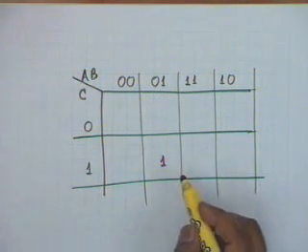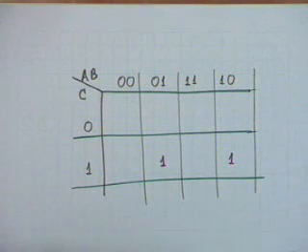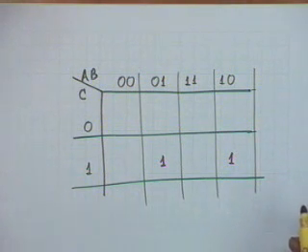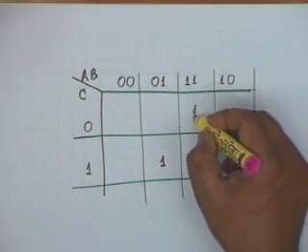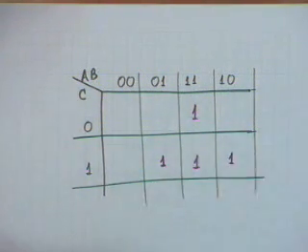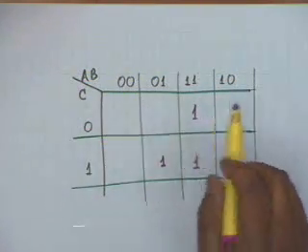The next one is 1 0 1. So 1 0 and 1. So this is 1. All right. The next one is 1 1 0. So 1 1 0. This is 1. Okay. And the fourth one is 1 1 1. That means this one. All others leave empty. All right.